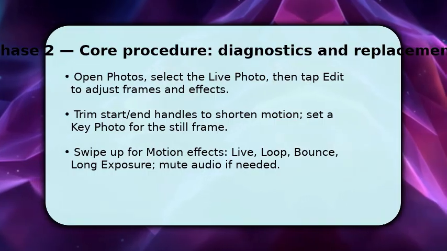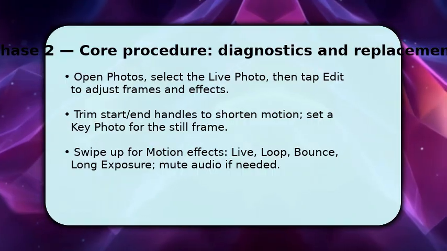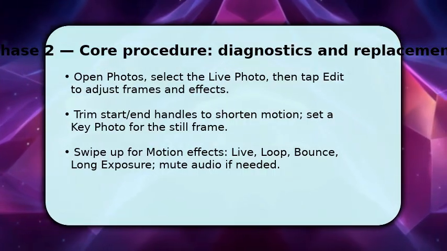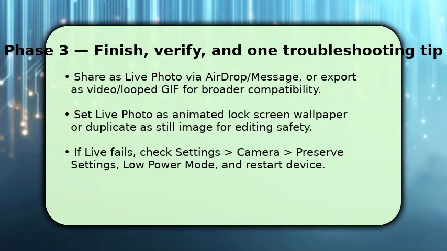Choose Loop for repeat, Bounce for back and forth, or Long Exposure for silky blur. You can also mute the live clip if its audio distracts from the image. Finish by sharing or exporting.